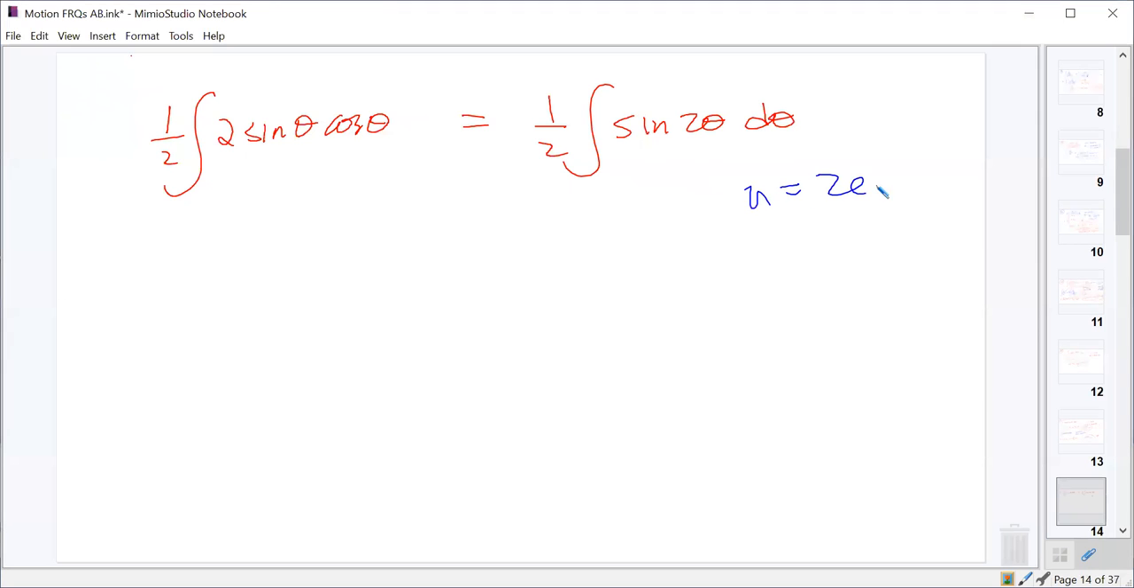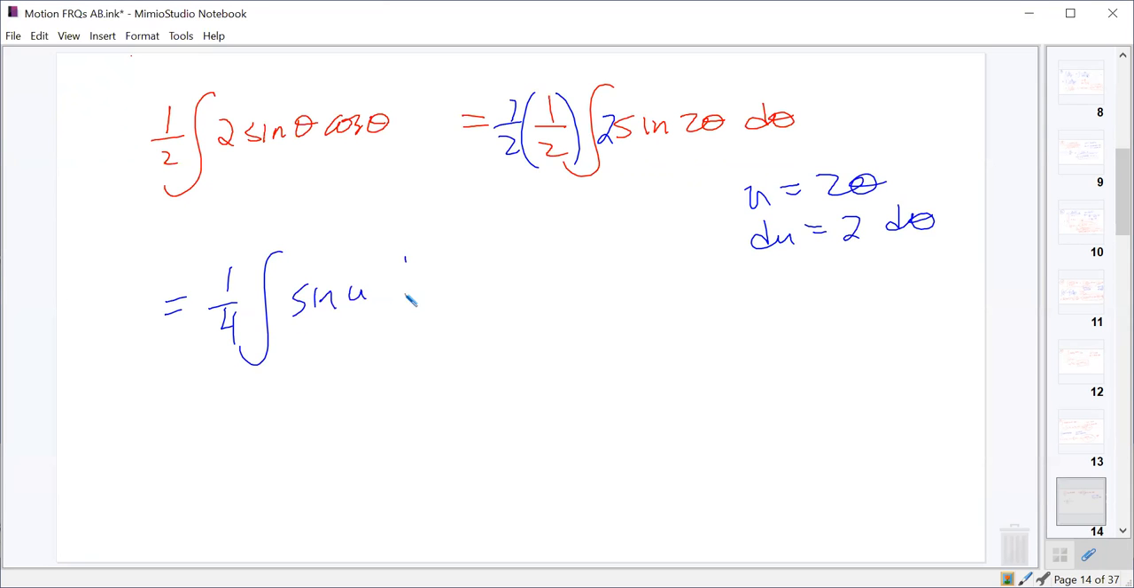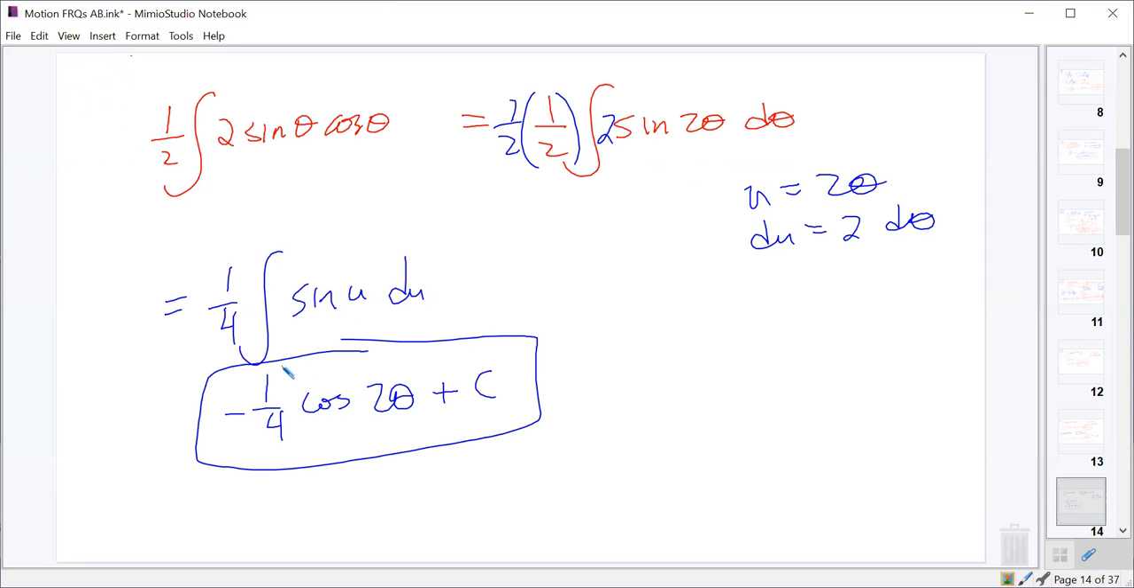This time you'll let u equal 2 theta, du will be 2 d theta. You'll put in a 2, you'll put in another 1/2, and you'll end up with 1/4 the integral of sine u du. And the integral of sine is negative cosine, so we'll have negative 1/4 cosine 2 theta plus your constant. And I bet that's an answer choice. That one's an answer choice, choice B.